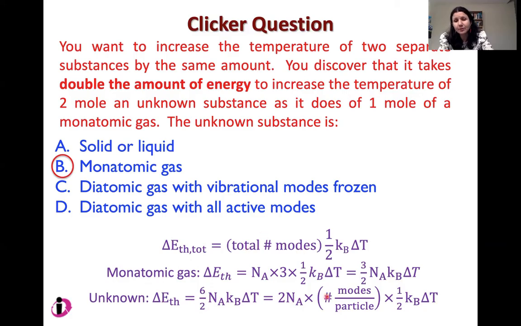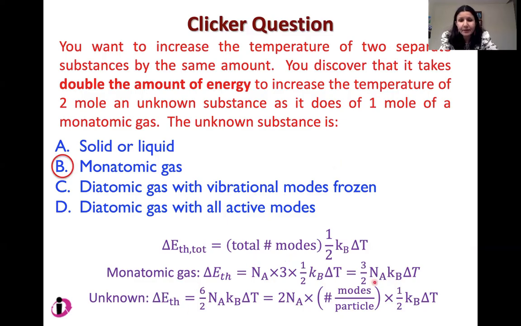And let's now separate the delta E thermal for the unknown substance in terms of the total number of particles and modes per particle. So what is unknown about this substance is how many modes per particle. We know that we have 2 moles of it. So 2 N_A times this unknown modes per particle times 1/2 kB delta T. And the delta T is the same for the monatomic gas and the unknown substance, because that's what you were given. You added the double amount of energy, but you got the same change in temperature.